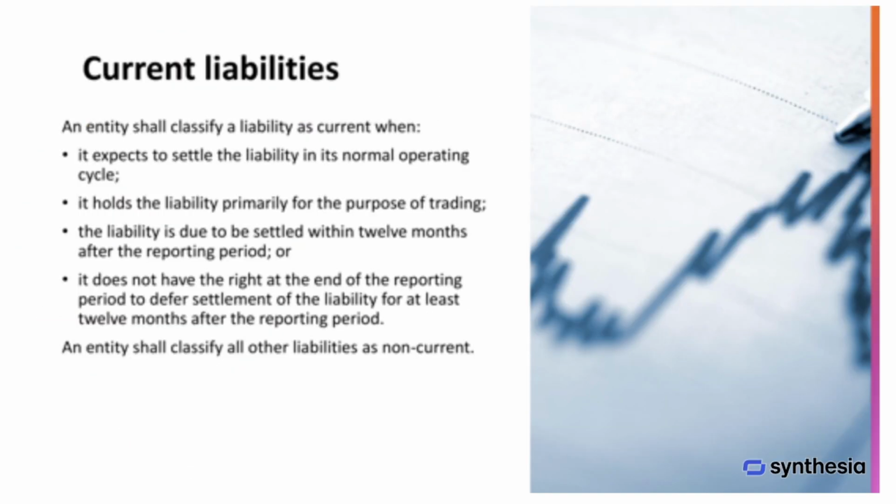An entity shall classify a liability as current when it expects to settle the liability in its normal operating cycle, holds the liability primarily for trading purposes, or when the liability is due to be settled within 12 months after the reporting period. Additionally, a liability is classified as current if the entity does not have the right at the end of the reporting period to defer settlement of the liability for at least 12 months after the reporting period. All other liabilities should be classified as non-current.